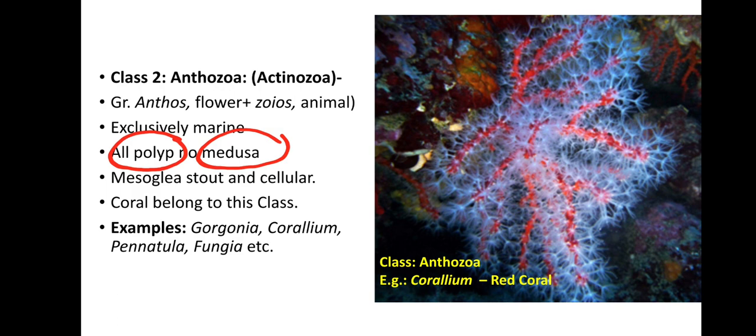Examples for Anthozoa are Gorgonia, and then there is Corallium, the coral, Pennatula, that is sea pen, and Fungia, mushroom coral. Pennatula is sea pen which has bilateral symmetry. Okay. Corallium rubrum is the red coral, the so-called havala, that is used for ornamental purposes. I mean, it's used in jewelry. Okay. Yeah, that's about the Anthozoa.